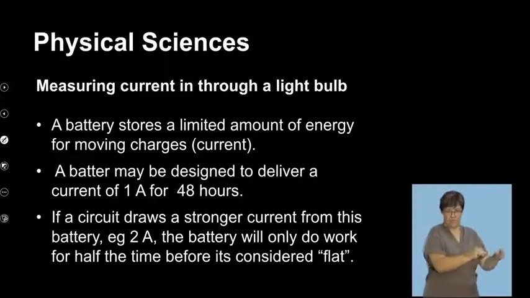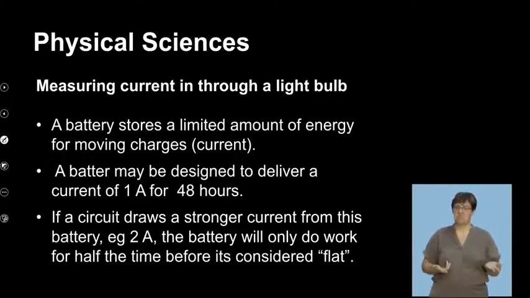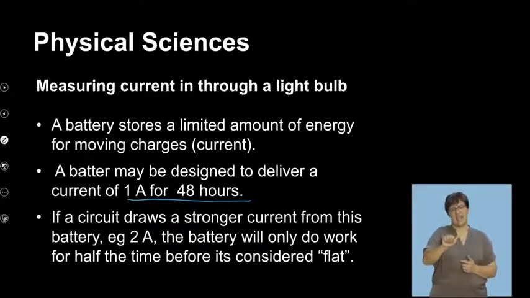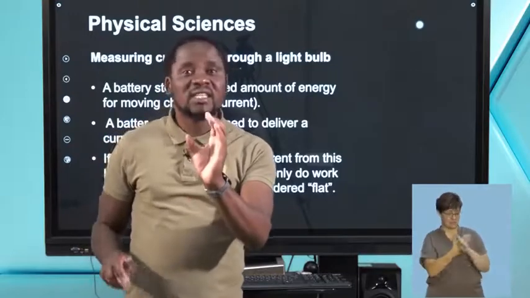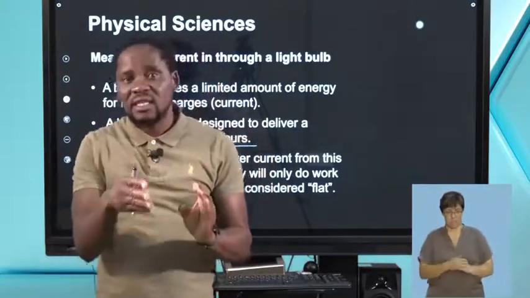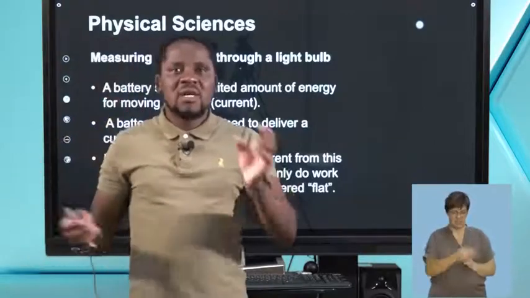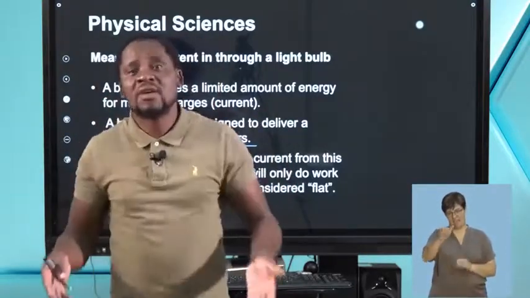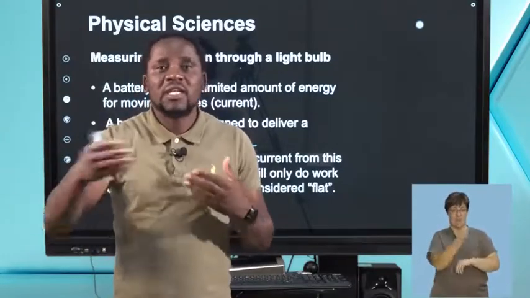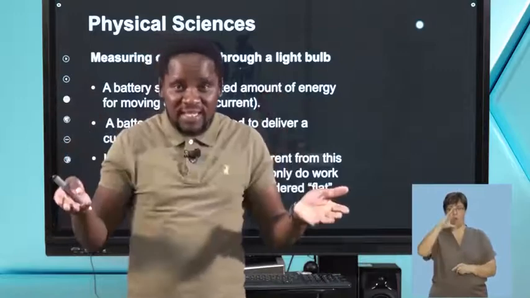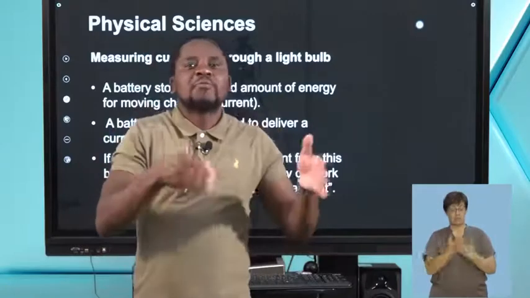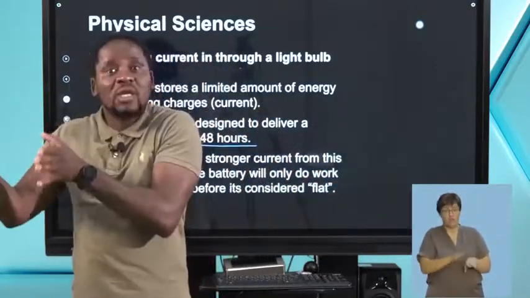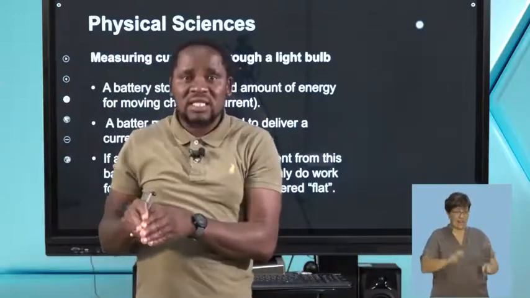Very, very important, okay? A battery may be designed to deliver, let's say, a current of 1 ampere for 48 hours, right? So we are going back to the point that the amount of current will also be determined by the resistance of the components that are connected in a circuit. Say, for argument's sake, we've got a simple battery that delivers a current of 1 ampere for a period of 48 hours before we consider the battery to be flat. So the moment the battery is flat, what are we saying? In other words, there is no more chemical potential energy to be transferred to the charges so that they can be electrical energy. That's what it simply means.